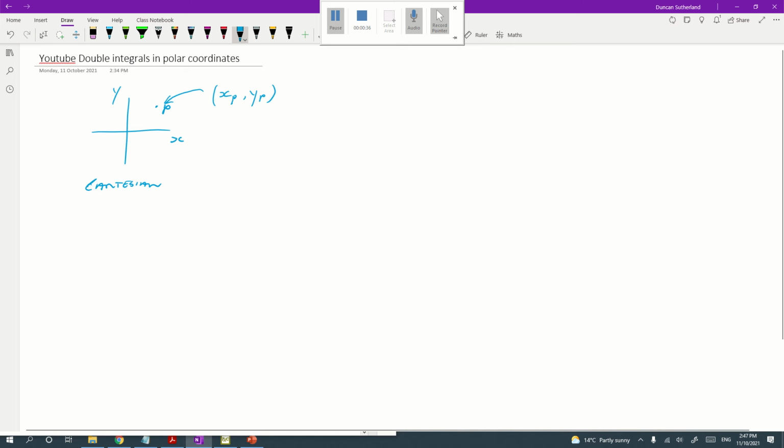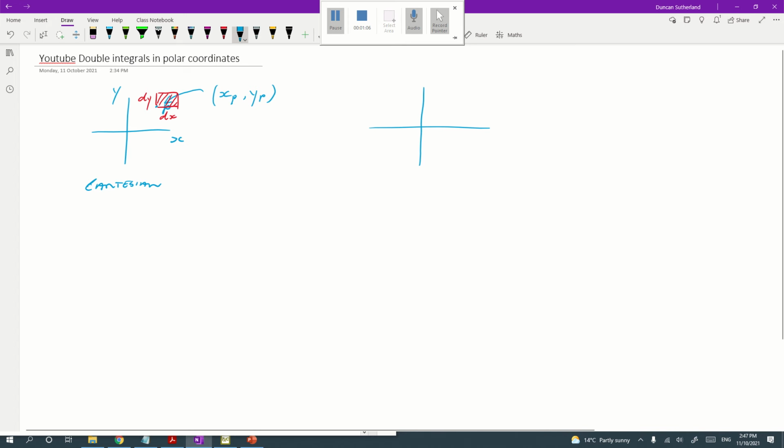If you make a small step in the x direction and a small step in the y direction, you end up sweeping out an area dx times dy, right? And this is your so-called infinitesimal area element in Cartesian coordinates. Polar coordinates, on the other hand, are different.